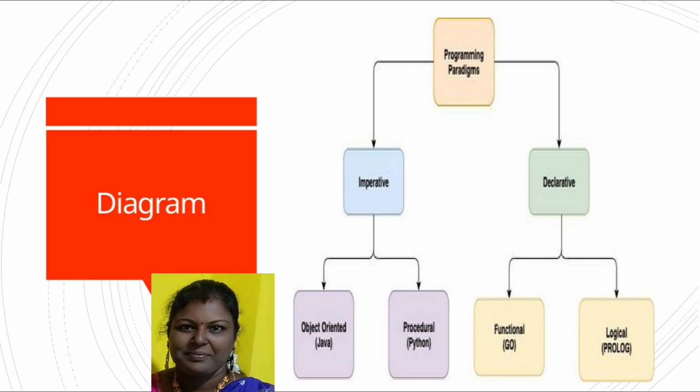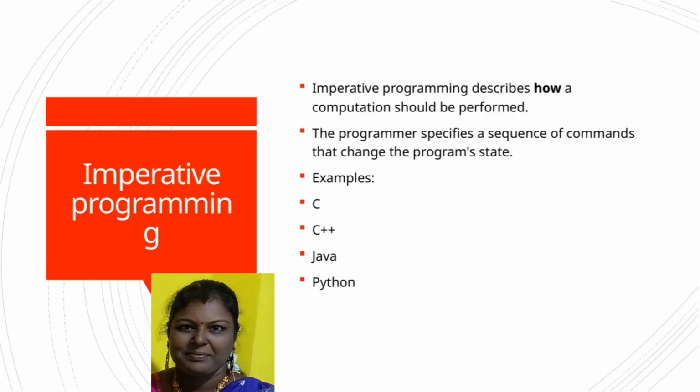Imperative programming is all about telling the computer exactly how to do something. We write a series of commands, step by step, that change the program's state as it runs. It's like giving the computer a recipe to follow. Languages like C, C++, Java, and Python all use this style. This approach is very hands-on. We control the flow and the details of the process directly.